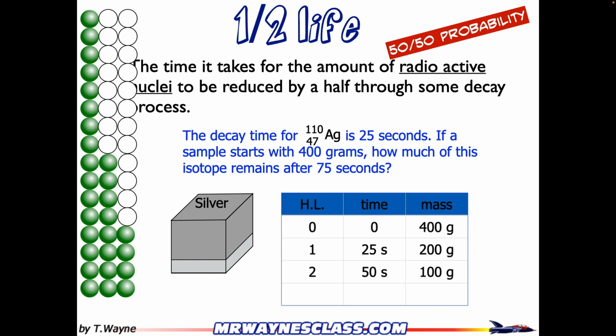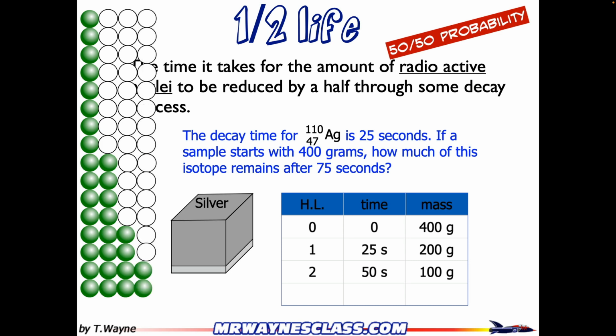How much remains after 75 seconds? Let's go one more trial. You can see on the left, I've got these green spheres. And so the amount of the isotope, you can see how it's going down each time, half as much as the previous half-life. And in my little block cube in the middle, you can see that I have a smaller amount at the bottom. It's a lighter gray.